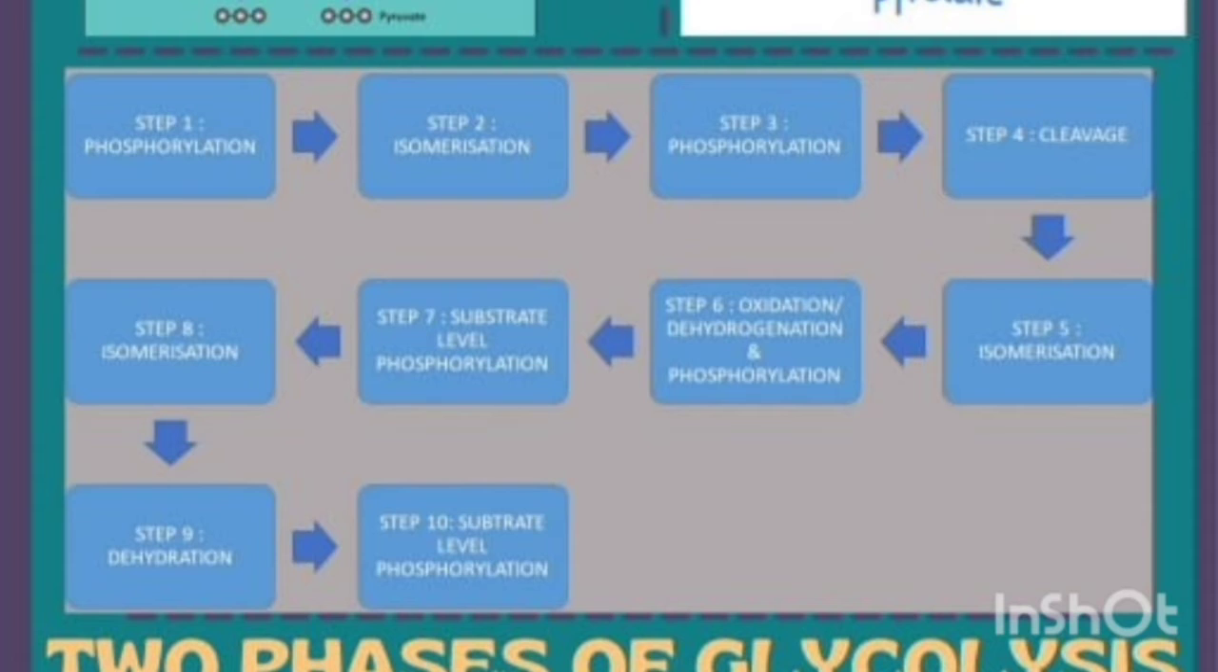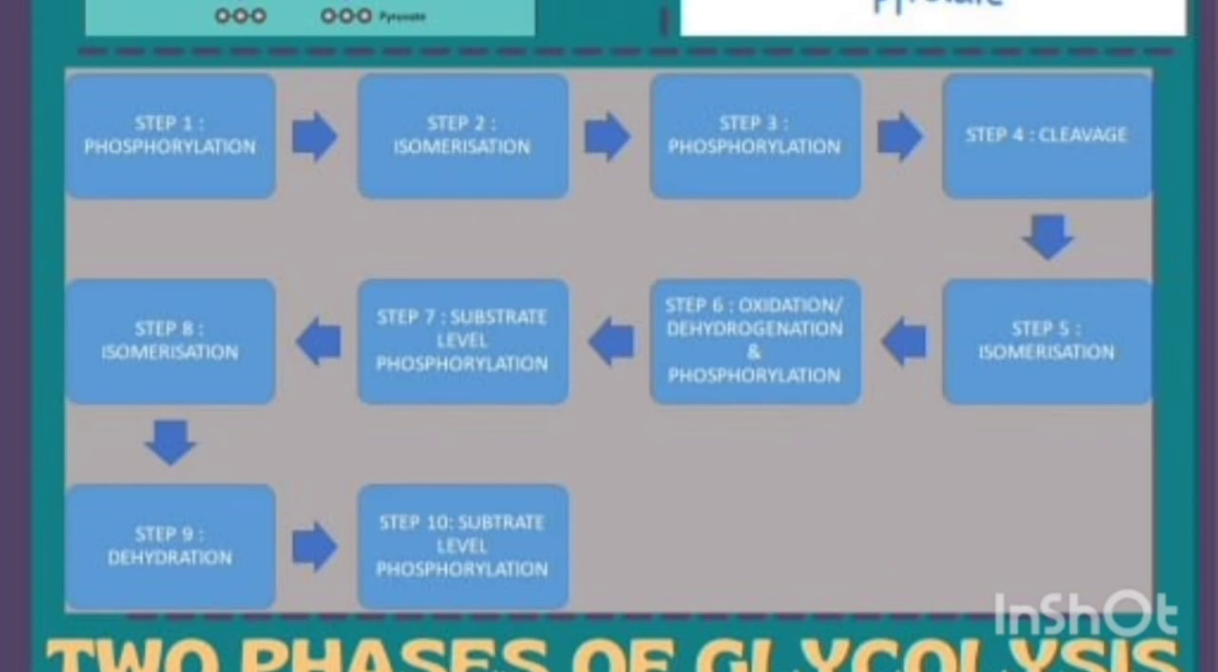Step 7 is substrate level phosphorylation. One phosphate group from each 1,3-bisphosphoglycerate molecule is transferred to ADP to form ATP and 3-phosphoglycerate. Transferring a phosphate group from a phosphorylated intermediate is known as substrate level phosphorylation. Step 8 is isomerization. 3-phosphoglycerate is rearranged to form 2-phosphoglycerate by shifting the position of the phosphate group.